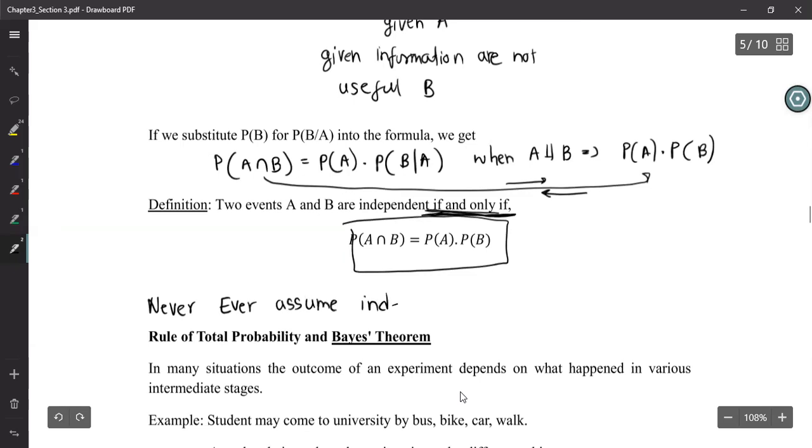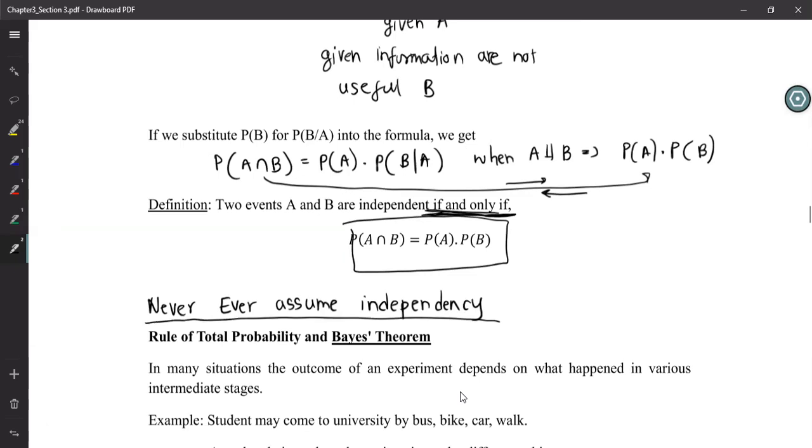This is something you should remember very carefully. You never assume independency unless it is given in the text. That means you cannot use this equation if you do not know whether A and B are independent. Okay, so again, the definition, this A and B are independent. This equation, I'll put a red star.